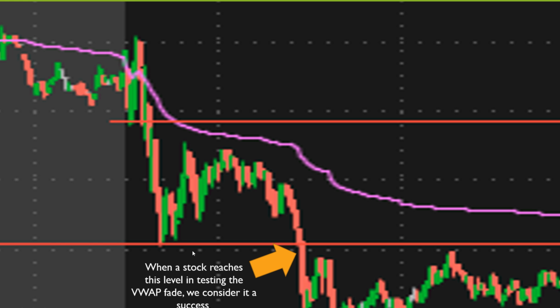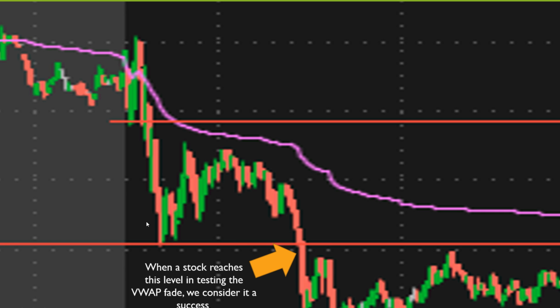When the stock reaches this, which is the previous low of the day, you can see a downward move. It forms that previous low of the day here before it bounces up to the VWAP. When a stock reaches this level, in testing the VWAP fade, we're going to consider this level a success.